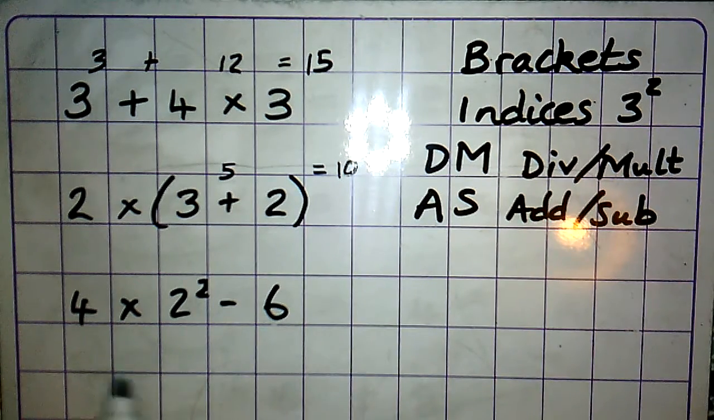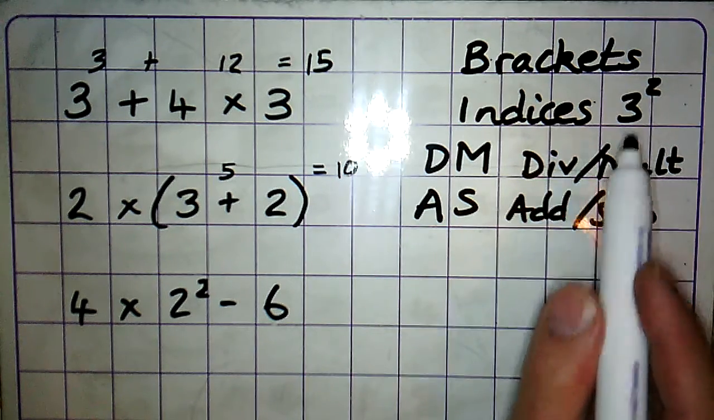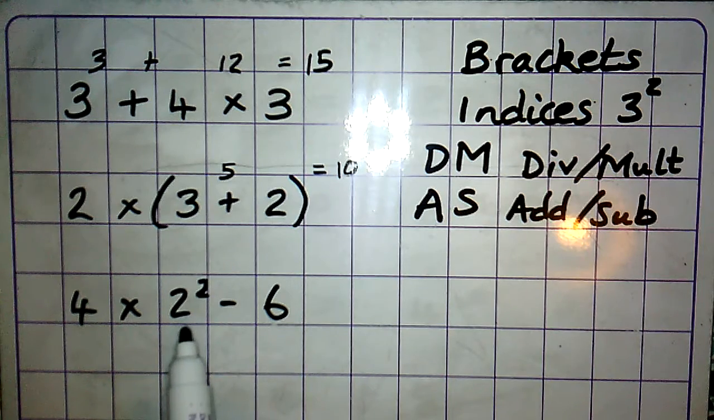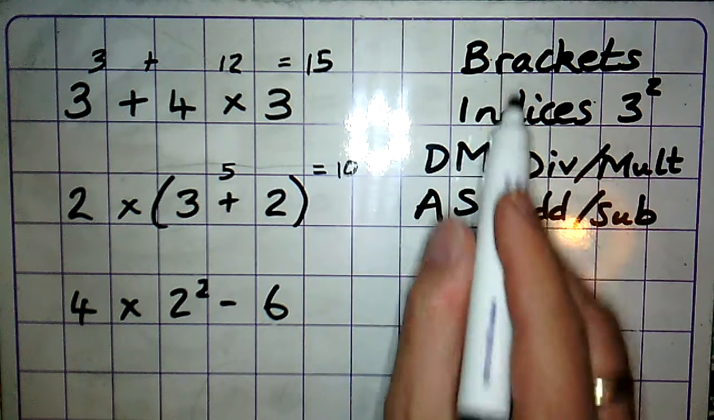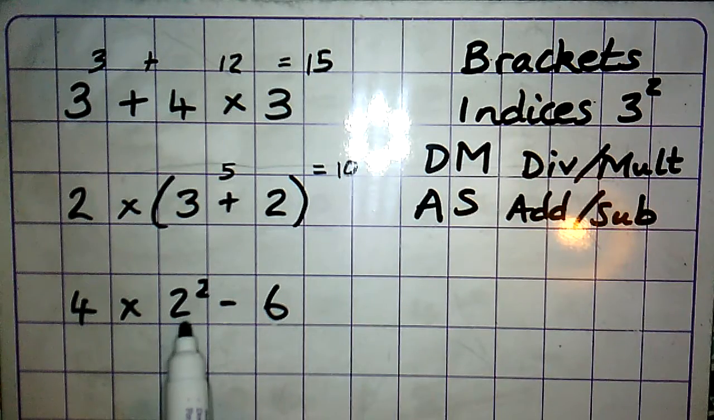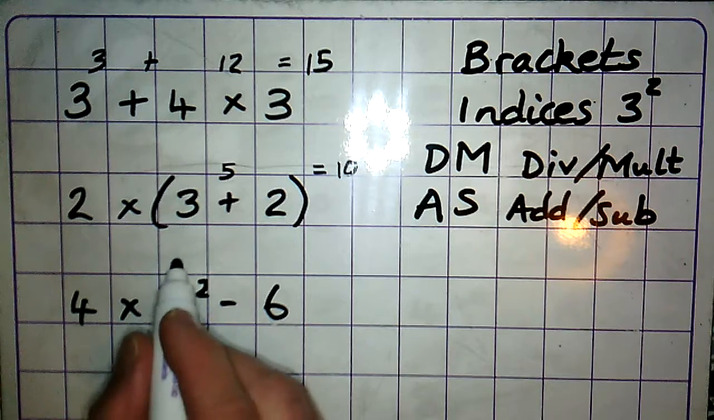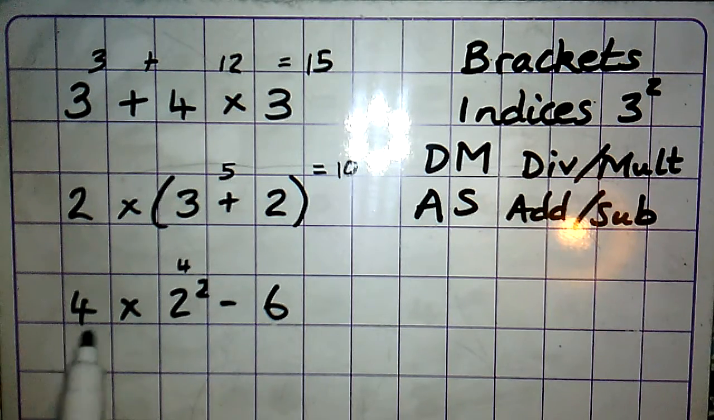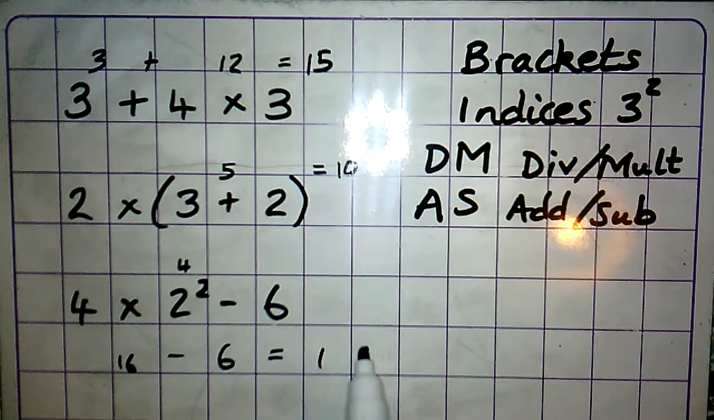This time here, looking at the bottom, we've got some of this going on here. Like I mentioned up here, it's the indices, isn't it? Powers. So we'd have to do that first. We've got no brackets, we have got indices, so we have to work this bit out first. So 2 squared means 2 times 2, remember, which is 4. What do we do next? Times or subtraction. We're doing the multiplication, so 4 4s end up being 16, and then take away the 6, and that would leave us, of course, with 10.